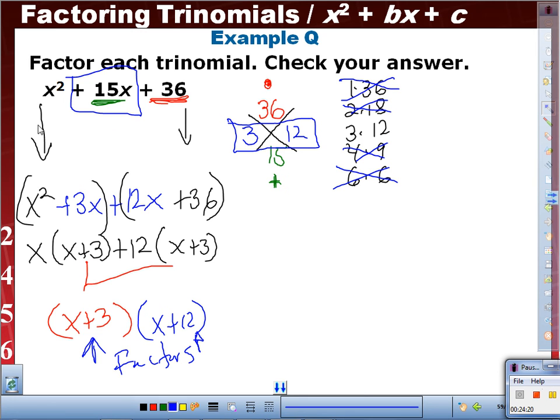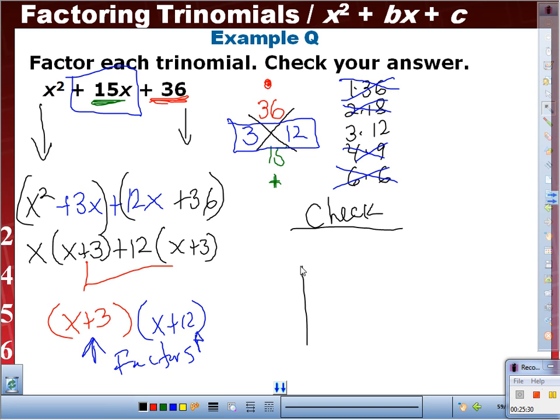Next, I rewrote the trinomial, but I wrote the first term and the last term, and in the middle, instead of 15x, I wrote 3x plus 12x. Now I have a 4-term polynomial, which allows me to do grouping. Factoring by grouping, I already know how to do. Find my GCF, GCF again, and my factor. We got it up to right there. Yes? Okay. However, what's the last part that they're asking us to do? Check. So we're going to write check, and the way I want you to check it is by using the area model.